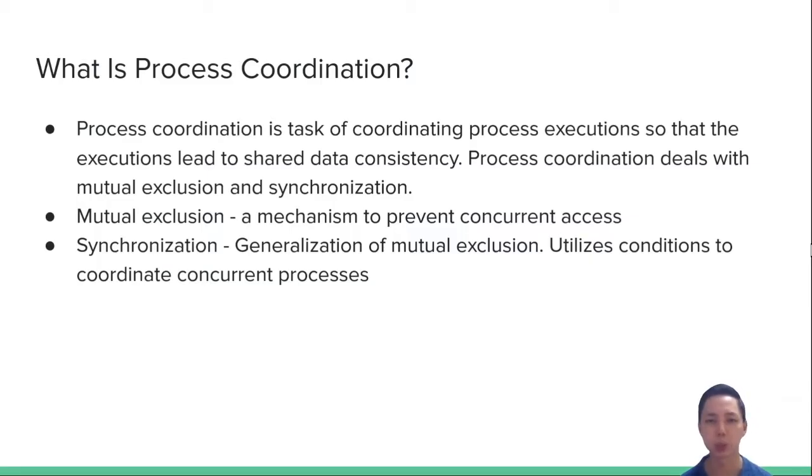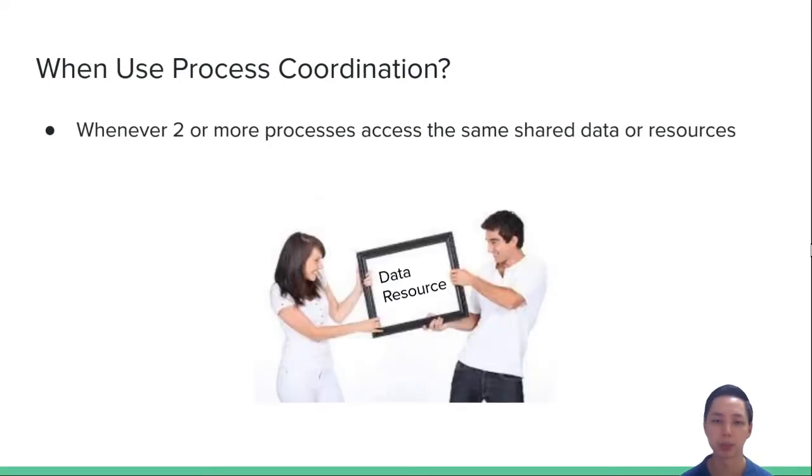So what exactly is process coordination? Process coordination refers to the task of coordinating process executions so that executions lead to shared data consistency. So process coordination actually deals with two concepts. The first is mutual exclusion, which is a mechanism to prevent concurrent or simultaneous access, and synchronization, which is actually a more general form of mutual exclusion, and it uses conditions to coordinate concurrent processes.